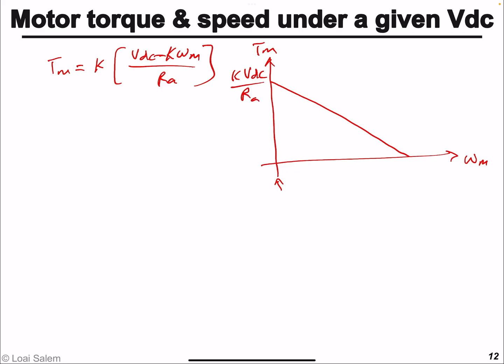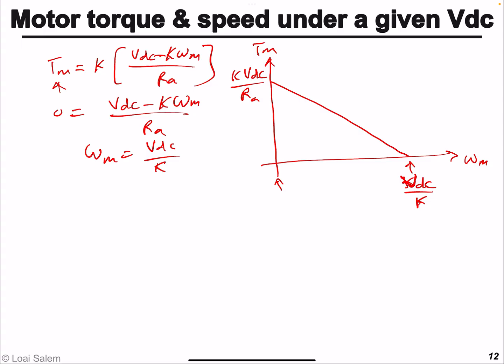On the other hand, this point essentially will happen when the torque is equal to 0. When we solve this equation, if we put the torque equal to 0 in VDC minus K omega m divided by RA, then omega m is equal to VDC divided by K, which is this value. So what does that mean?